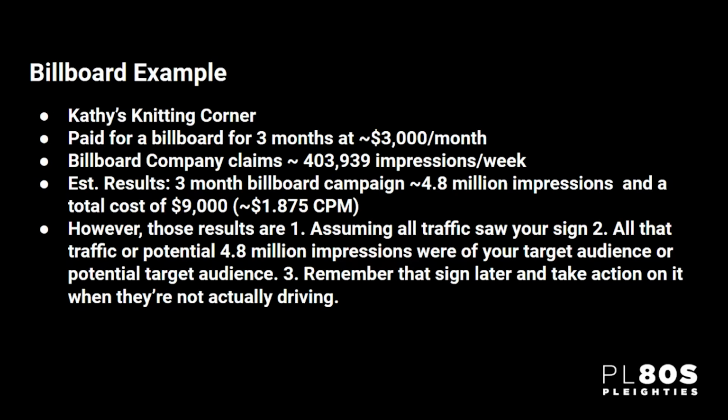After that 3-month billboard campaign, it should give Kathy's Knitting Corner approximately 4.8 million impressions at a total cost of $9,000. When you do those metrics and break them down, that is approximately $1.87 cost per mille. And in advertising, that's saying it costs Kathy's Knitting Corner $1.87 to put her ad in front of 1,000 people. Extrapolate that to the 4.8 million, that's where you get that CPM.